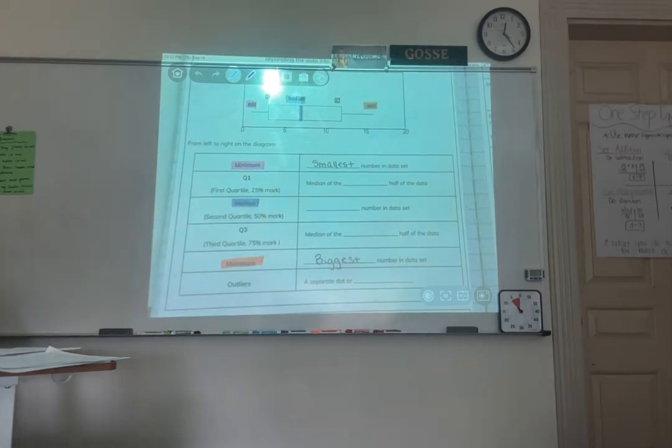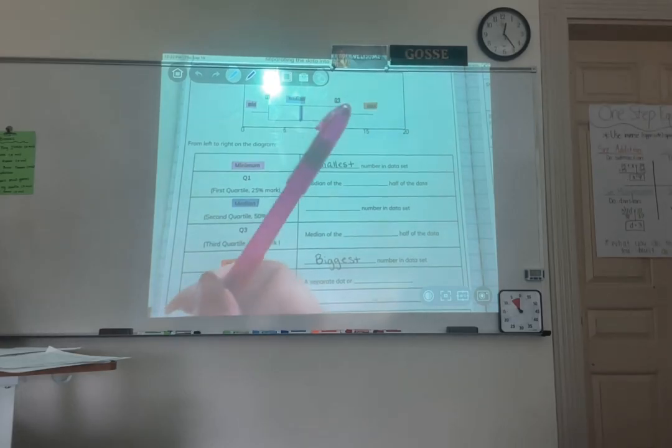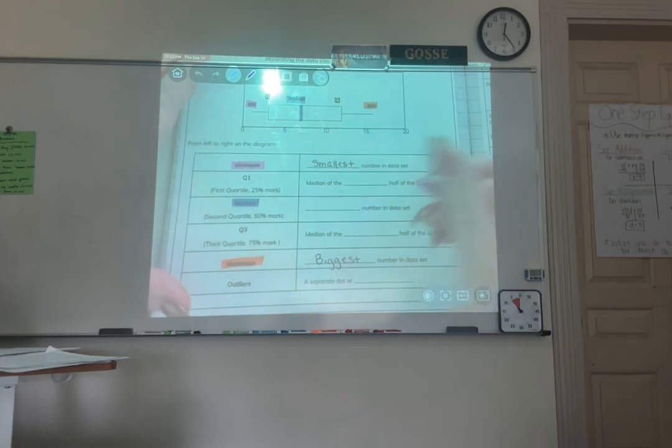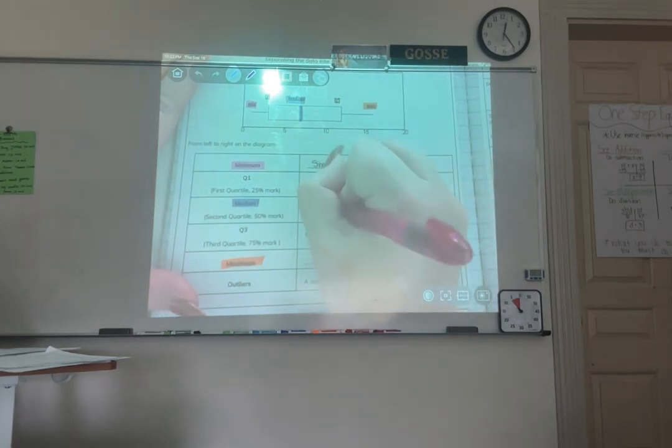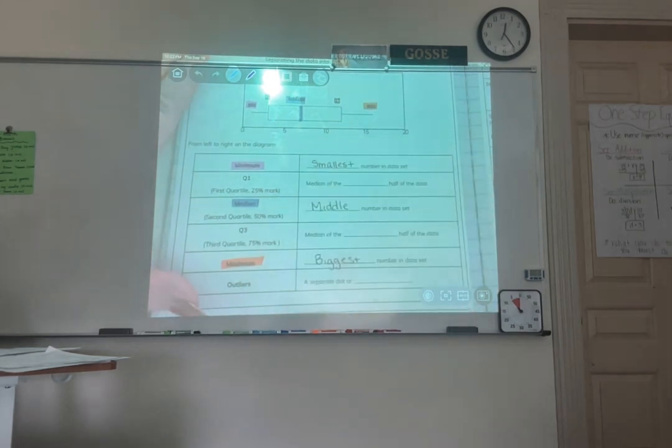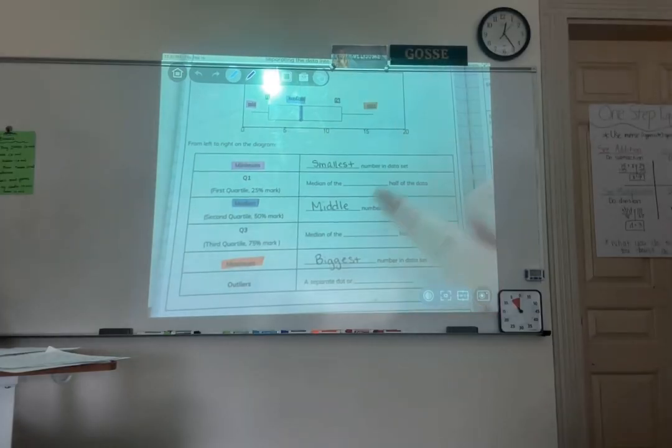What's a synonym for median? Middle. So after you've highlighted those 3 things, you're going to go to your normal writing utensil, and we're going to fill in that it is the middle number in a data set. Middle number.